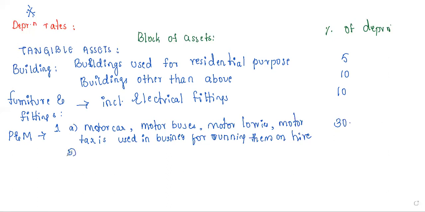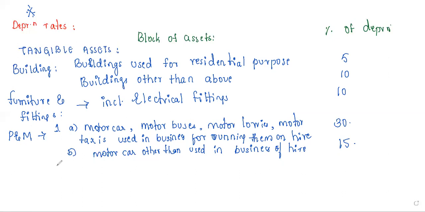Okay. And in this, again, you have motor cars other than used in the business of hire. That means motor car you will be using other than for the business. That is for some personal use. You may hire the car and use it for your personal purpose. At this time, the rate of depreciation is 15%.